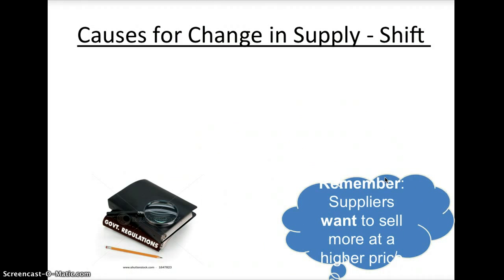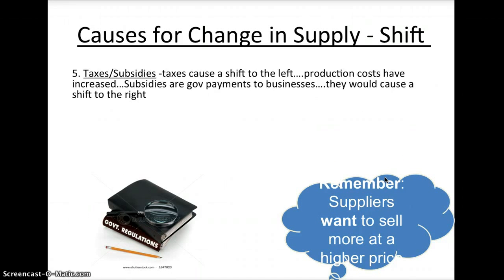Suppliers want to sell more at a higher price. Remember that. So number 5 can be taxes and subsidies. So this has to do with the government. It's kind of a macroeconomic concept here. Taxes can cause a shift to the left because it costs them more to create a product, right? So the government's taxing them on their product.